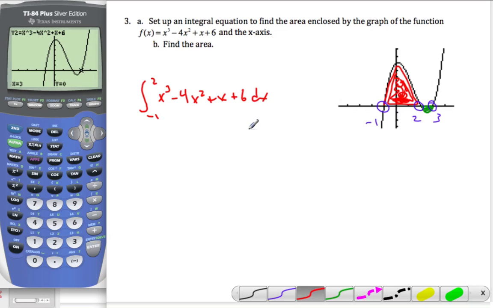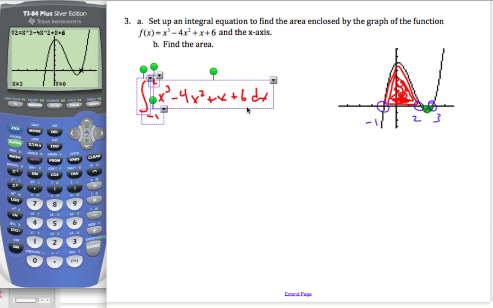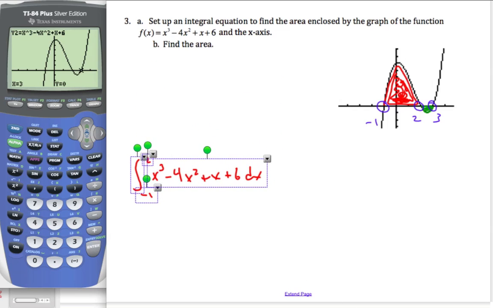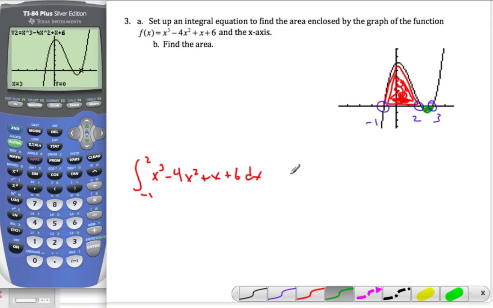How do we account for that green area? Because if we take the integral of it, it's going to give us a negative area. That's a good question. What we can do to account for the green area is, we know it's negative, so if I make it negative, two negatives will make a positive, and it'll be, in essence, adding the area. I'm going to take this from 2 to 3 of the same function.